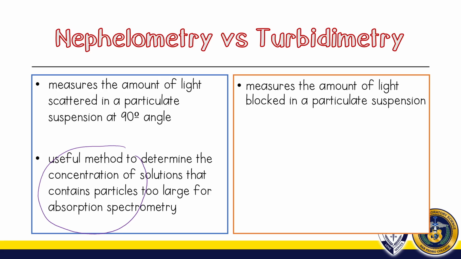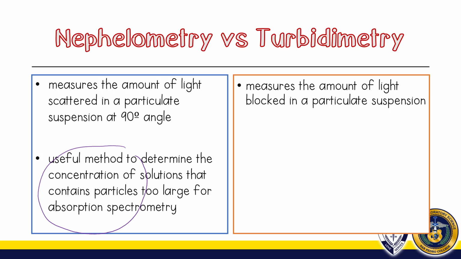How about turbidimetry? Turbidimetry measures the amount of light blocked in a particle solution. From the word turbid, remember that turbid means cloudiness or haziness of your solution. Since your sample is very cloudy, if you direct light at it, no light passes through to the other side because it is being blocked.